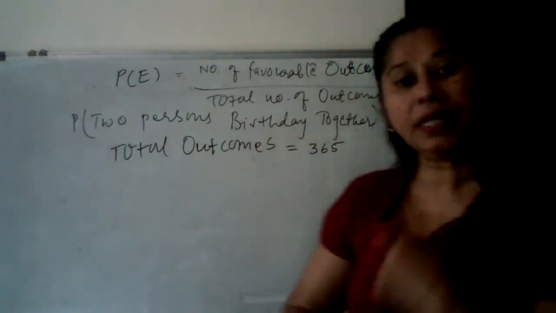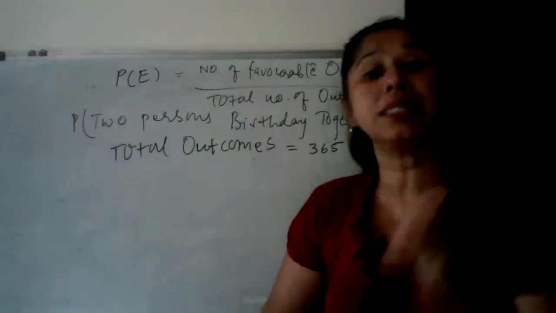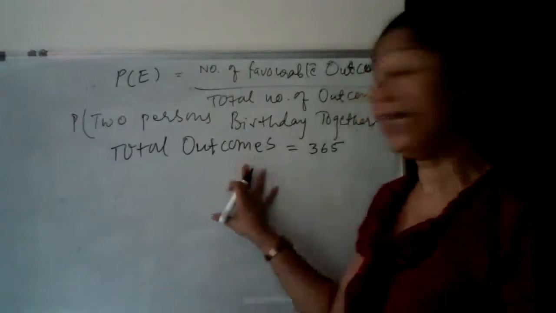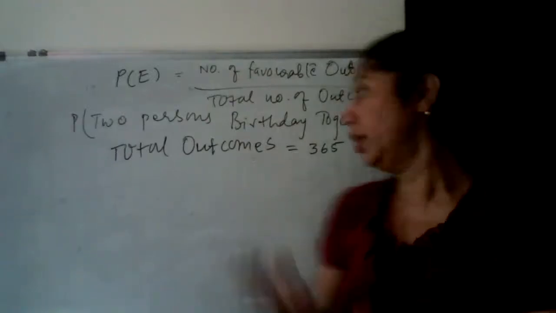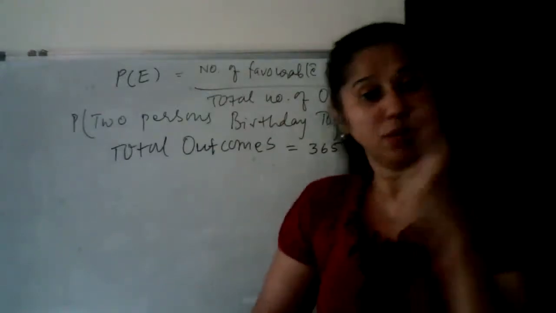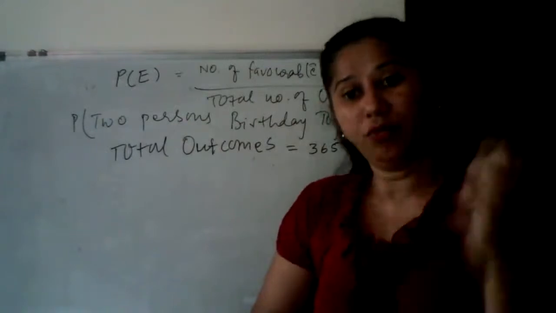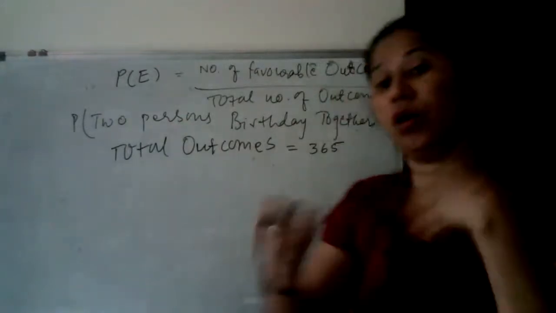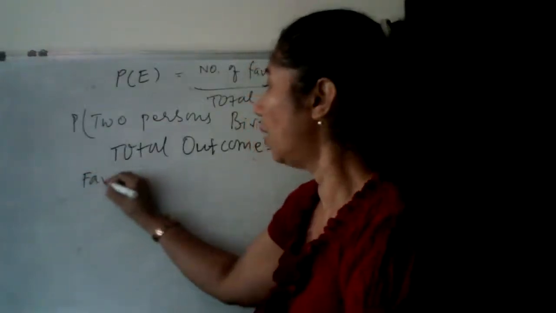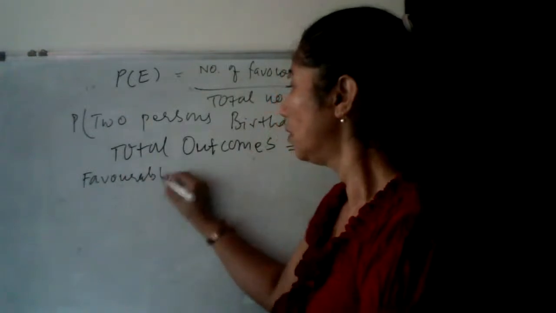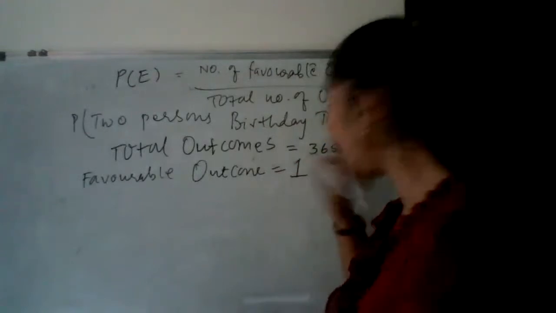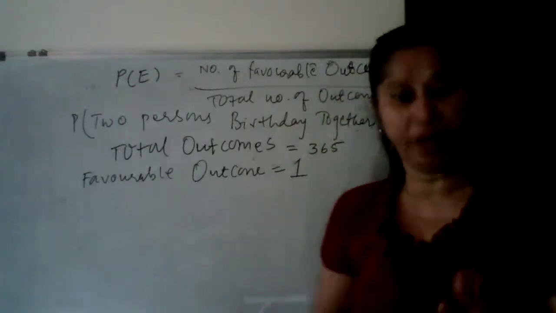So total outcomes is 365. In this case we don't consider the leap year unless it is specified that it is a leap year. We take it for granted that we are talking about a general year. So we get total outcomes as 365. Naturally the birthday comes once in a year, so one day would be the same for both you and your friend. So favorable outcomes is any one day of this 365. It could be any one, right?